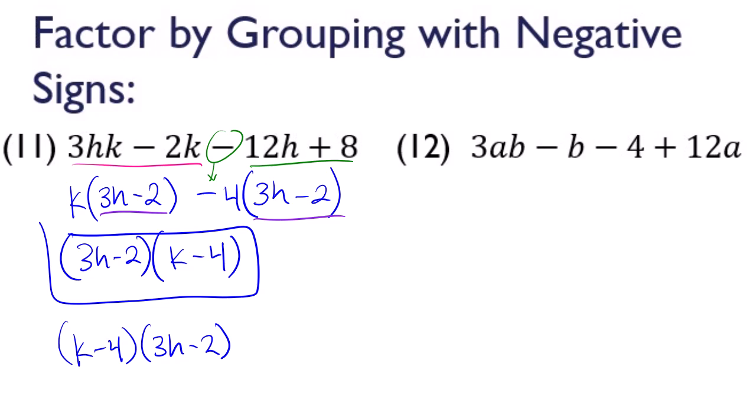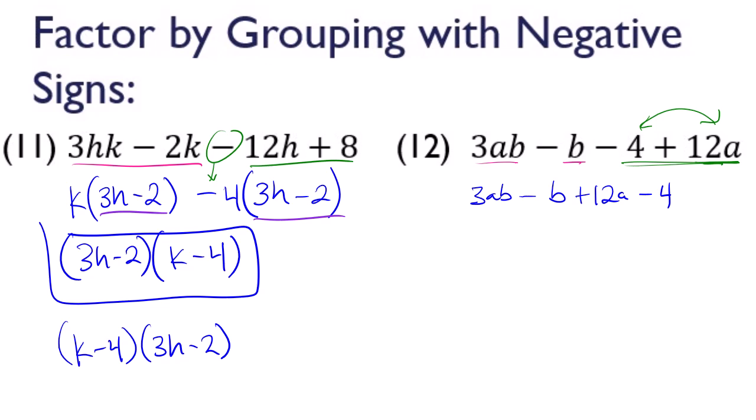So number 12, we might need to do some rearranging here, right? Here we have an AB and a B, so the B goes into both, so that looks like it could work. But here, in the second binomial, the A comes second, right? And here the A comes first. So I'm going to switch this around and swap these two terms. So then it becomes 3AB minus B plus 12A minus 4.